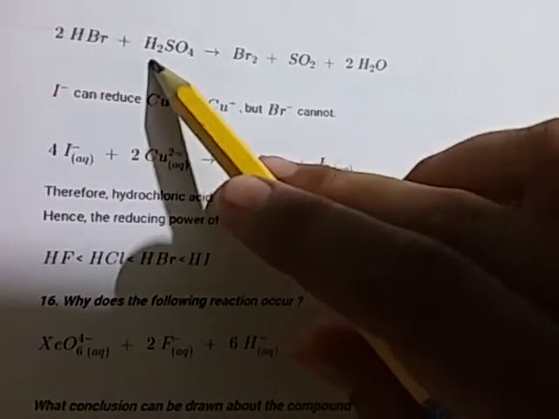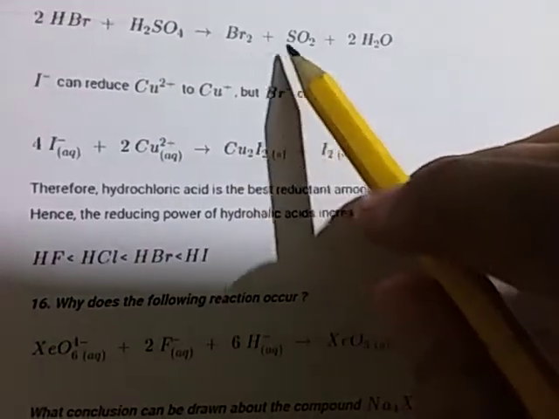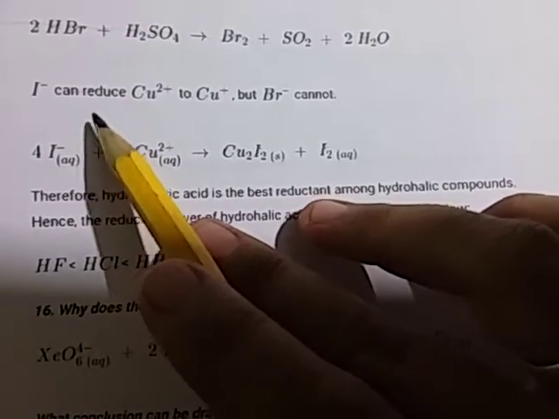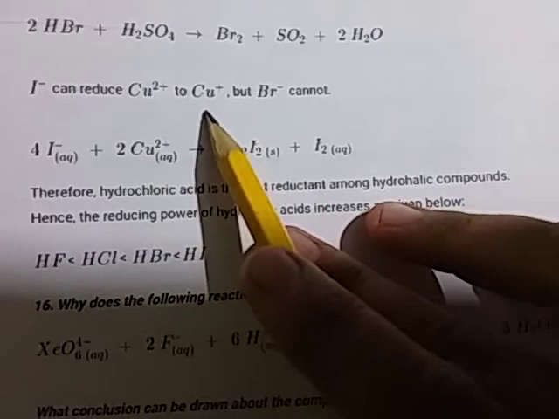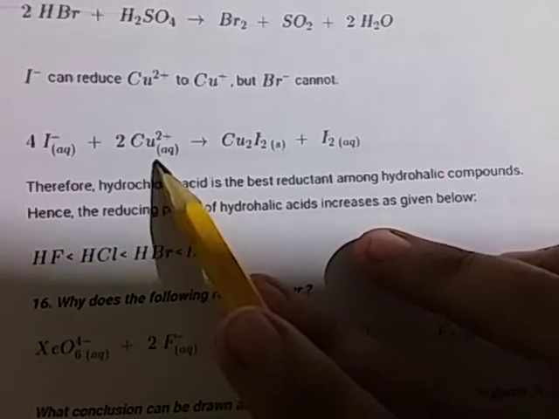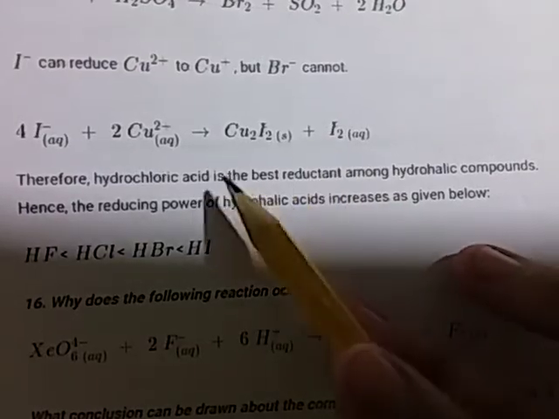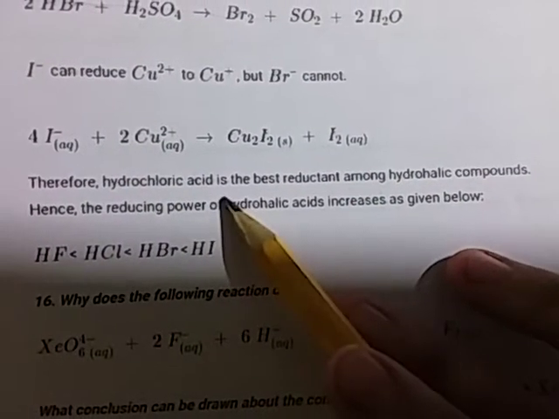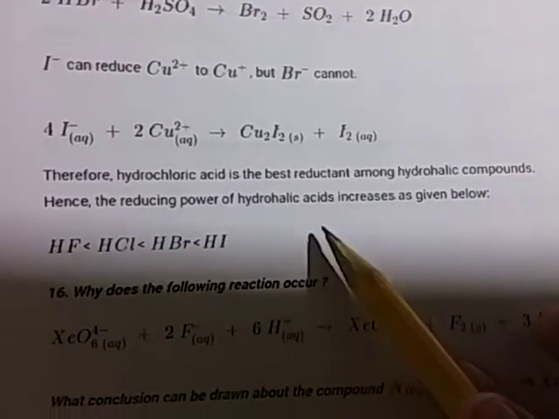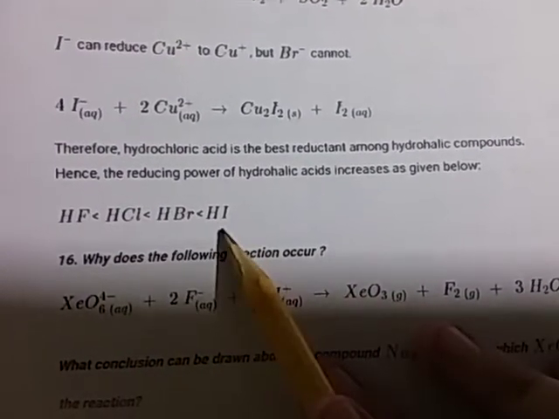Then we take HBr. HBr also can reduce sulfuric acid to SO2, giving Br2 plus SO2 plus 2H2O. But we have to take iodide, I minus, which can reduce copper plus 2 ion to copper plus, but Br minus cannot. So 4I minus aqueous plus 2Cu2 plus converts into Cu2I2 plus iodine. So therefore hydroiodic acid HI is the best reductant among hydrohalic compounds, and the reducing power of hydrohalic acids increases in the order HF, then HCl, then HBr and then HI.